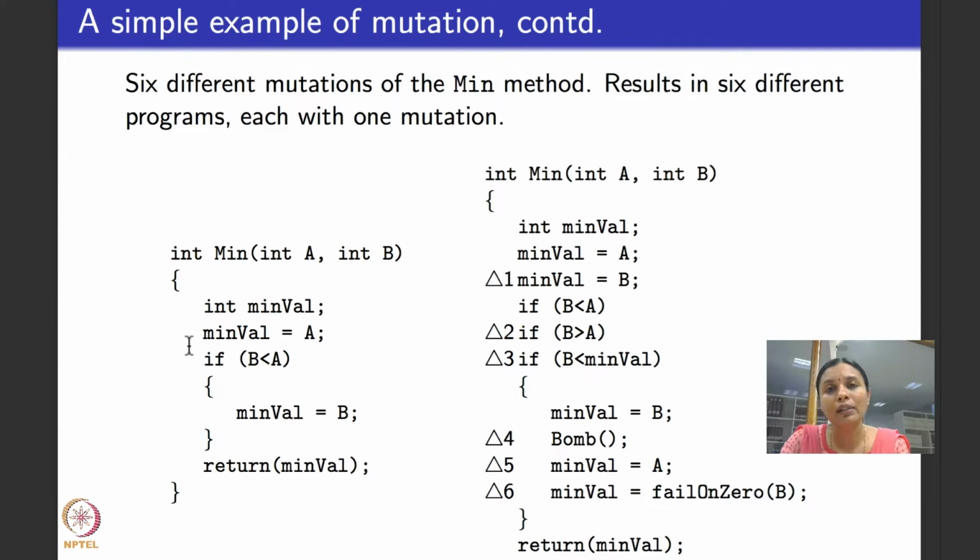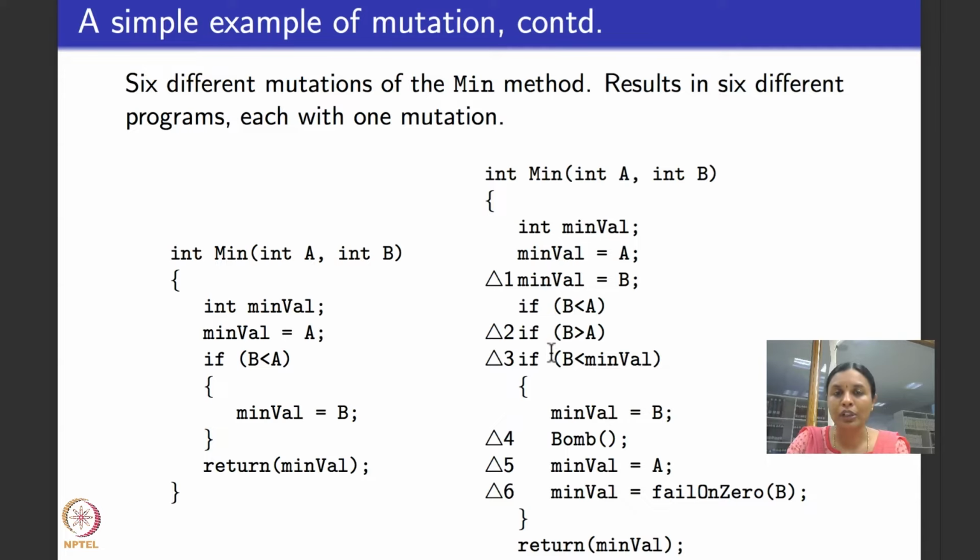How do I create 6 different mutants? They are labeled here: delta 1, delta 2, delta 3, delta 4, delta 5 and delta 6. How do these come into picture? Delta 1 means take out this statement min val equal to a, replace it with min val equal to b. All other parts of the program remain the same. What does delta 2 mean? Take out this statement if b less than a. Instead of that, keep this statement if b greater than a. So that gives me a second mutated program from the ground string on the left.